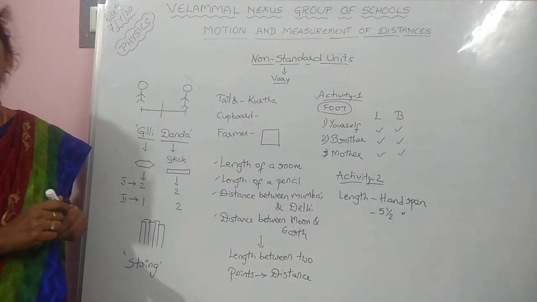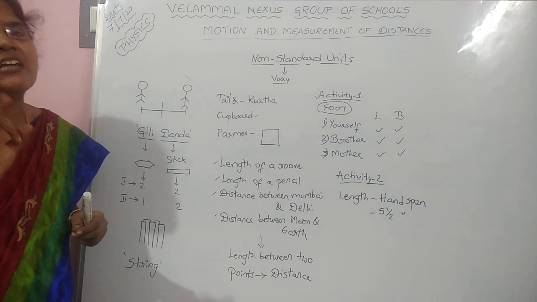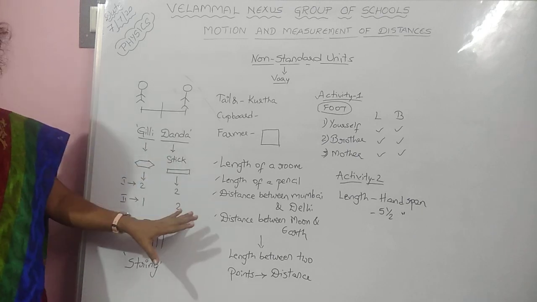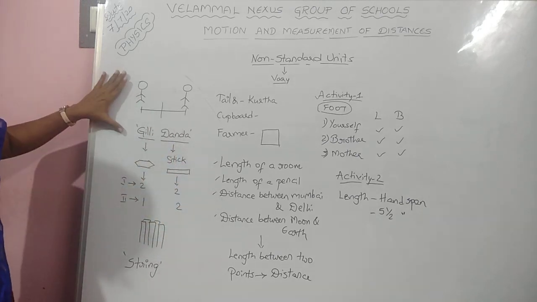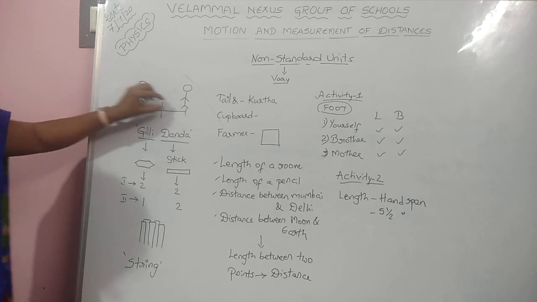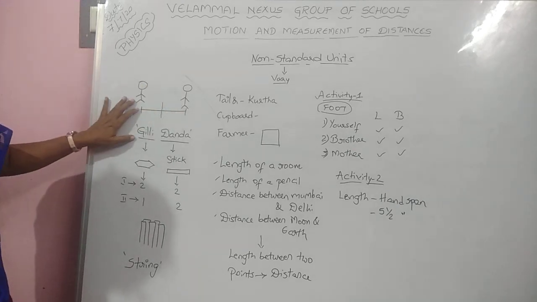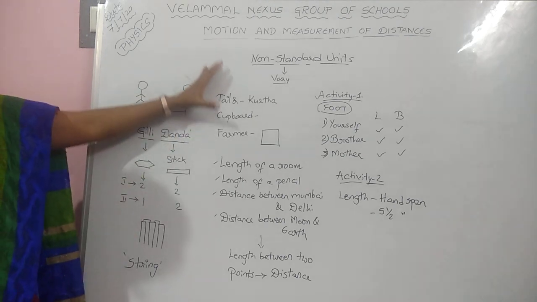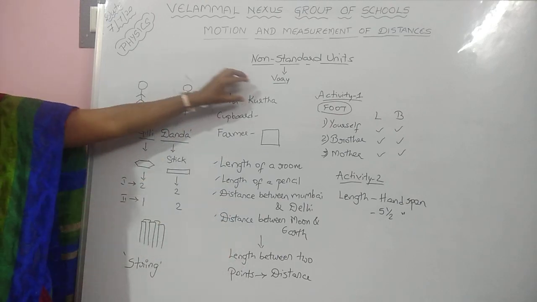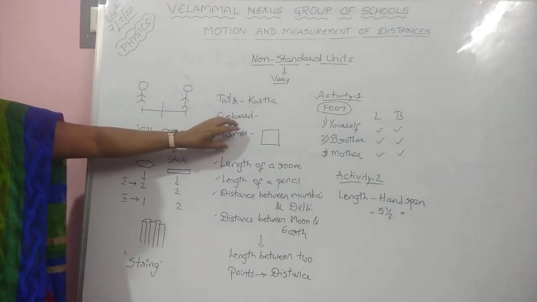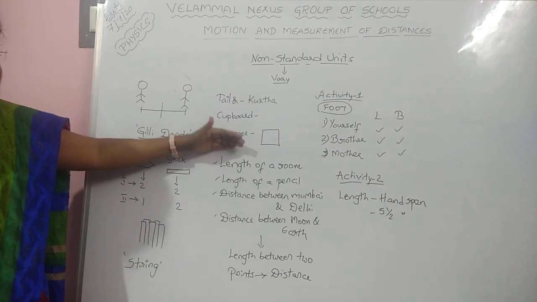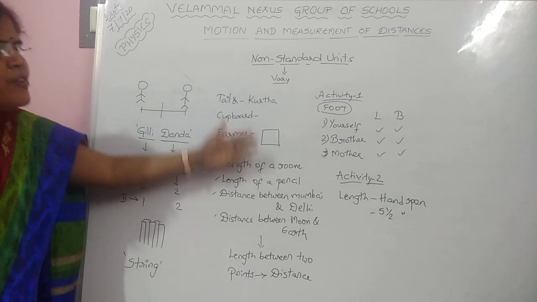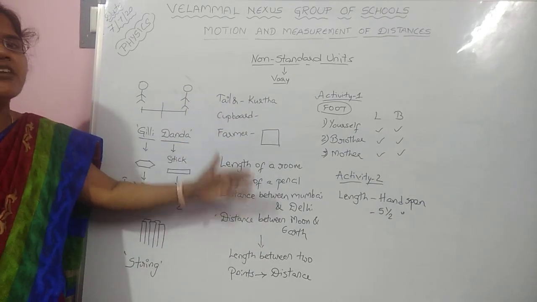So now children, how many non-standard units have we learned? One is foot, the other is handspan. Still more units we will learn, children. Before that, let us have a recap. We have seen the measurement between 2 points using gilli danda or cricket bails or strings. Then in every situation, like a tailor stitching a kurta, making a cupboard, a farmer sowing crops, length of a room, length of a pencil, distance between Mumbai and Delhi or distance between moon and the earth, everywhere we need measurements.